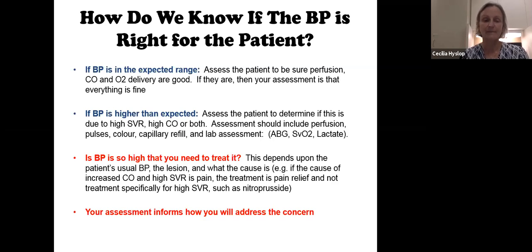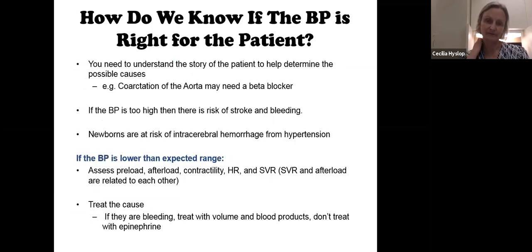Is the blood pressure so high that you need to treat it? This is dependent upon your patient's usual blood pressure, the lesion, and what the cause is. If the cause of increased cardiac output and high systemic vascular resistance is pain, then we're not going to treat with nitroprusside or milrinone or phentolamine. We're going to treat with pain relief. So we need to make sure that our treatment matches our problem and that we've identified our problem correctly. Your assessment informs how you will address the concern itself.